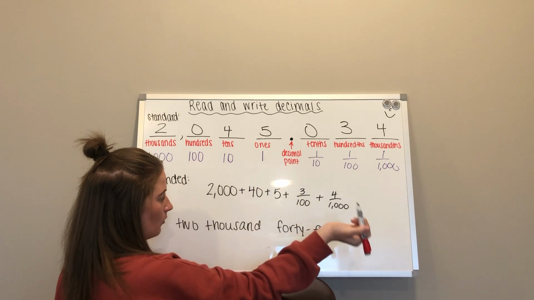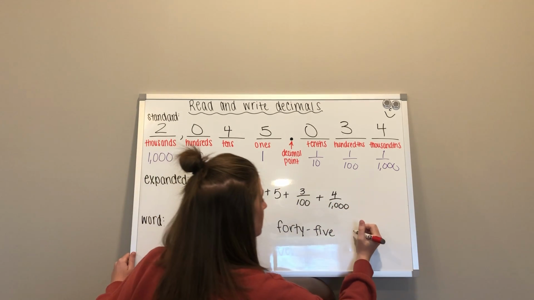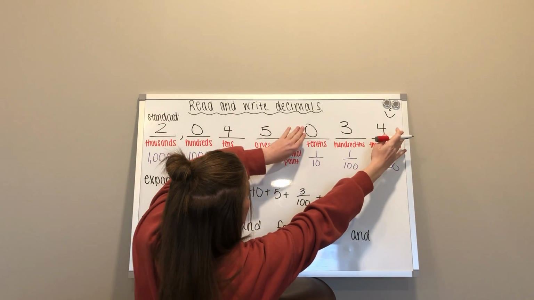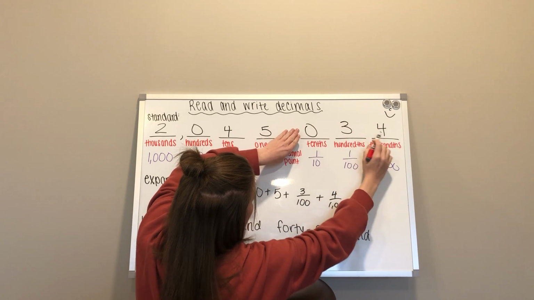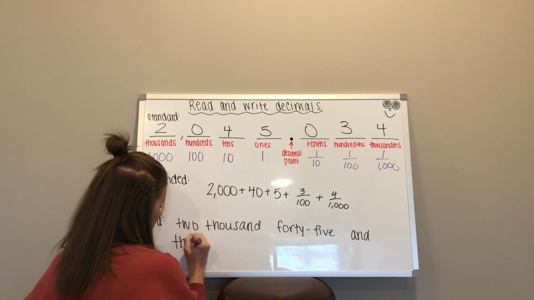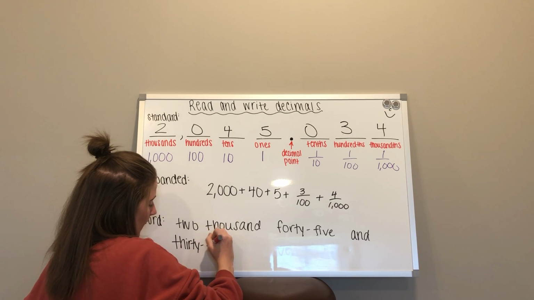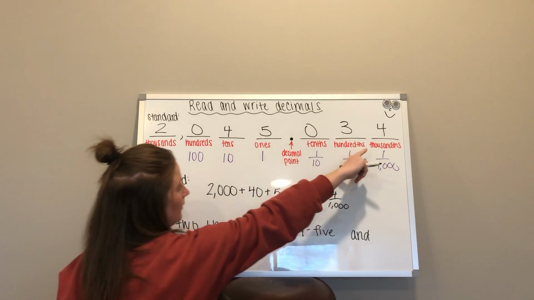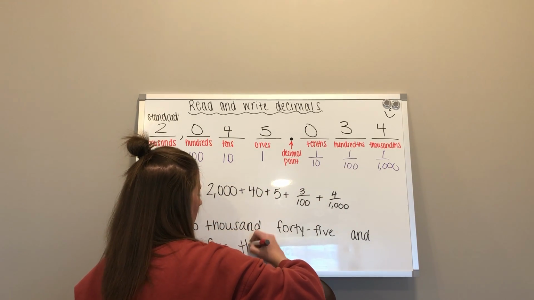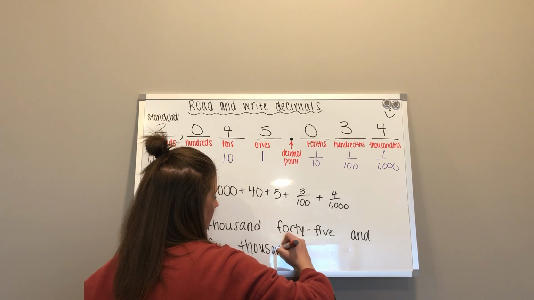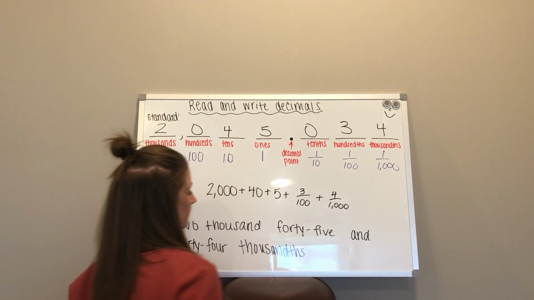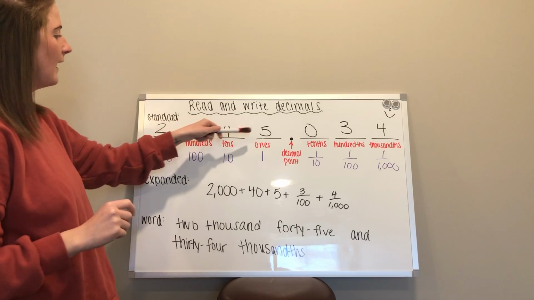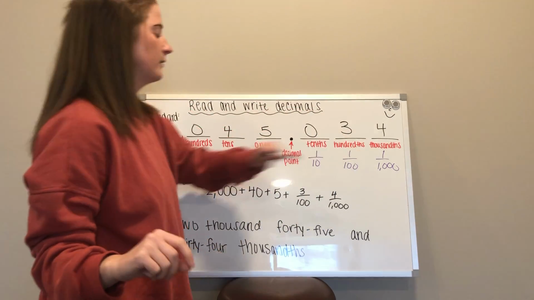What does my decimal point mean? What word do I have to say? And. Now I read this number first, what's after the decimal, like there wasn't a decimal. I would read this and say 34. And then my last word that I'm going to write is what the last place is for my decimal, and that's thousandths. So 34 thousandths. So I would read this number as 2,045 and 34 thousandths.